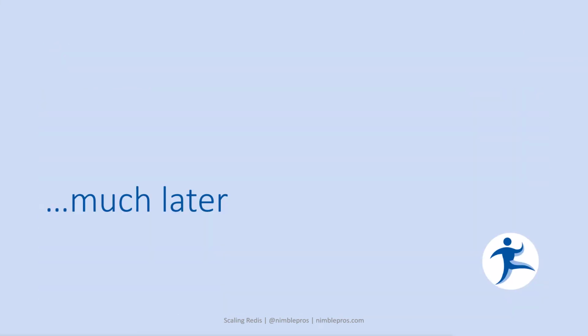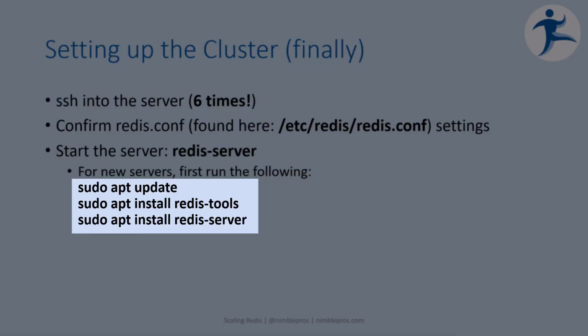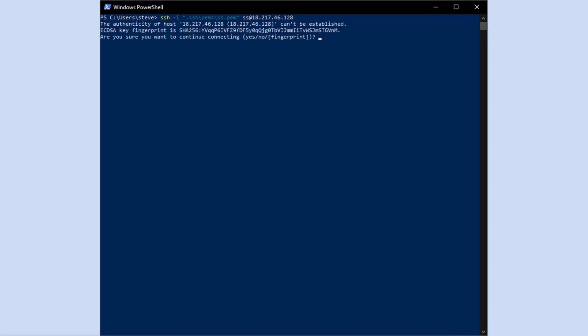And all right, much later, after we've done all that, and we've gotten approvals and we've set up these things, we're ready to set up the cluster again. All right, so now we need to SSH into each server. Now we have 6 of them. And we need to confirm the settings in redis.conf match the ones that we just saw in the docs. Now for new servers, we're going to need to provision Redis using the commands shown here to actually install Redis tools and Redis server. This all honestly takes a while, and it is kind of tedious.